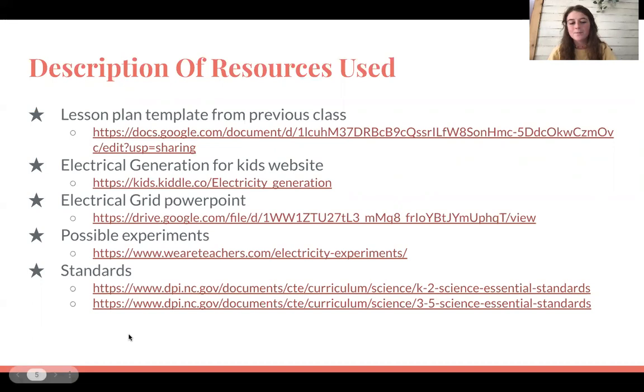Also, our electrical grid PowerPoint, and probably other PowerPoints from the class I'll use within this. And then I found another website of possible experiments I can do. I'm just going to look through that and see what I like best, what's best geared toward whatever grade I choose. And then I linked below two different science standards. One of them is K through second, and the other one is third through fifth. I think I put both because I really don't know what grade exactly. I'm probably leaning towards fourth or fifth grade, on the older side, but we'll see.